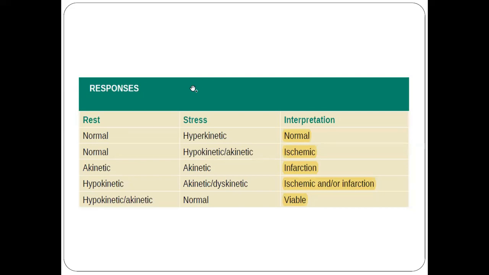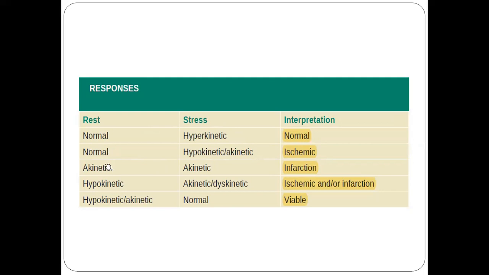Coming to the responses: at rest, if the tissue was normal, meaning the thickening and movement during systole were normal, and the movement becomes hyperkinetic, that means normal. Dobutamine is increasing the contractility, which is why it causes hyperkinesia. If at rest it is normal, and during stress it becomes hypokinetic or akinetic, that is decreased movement or complete absence of movement, the interpretation is ischemia.